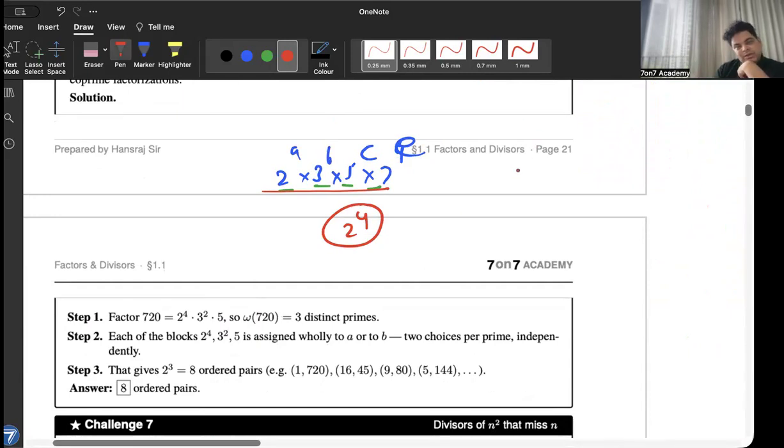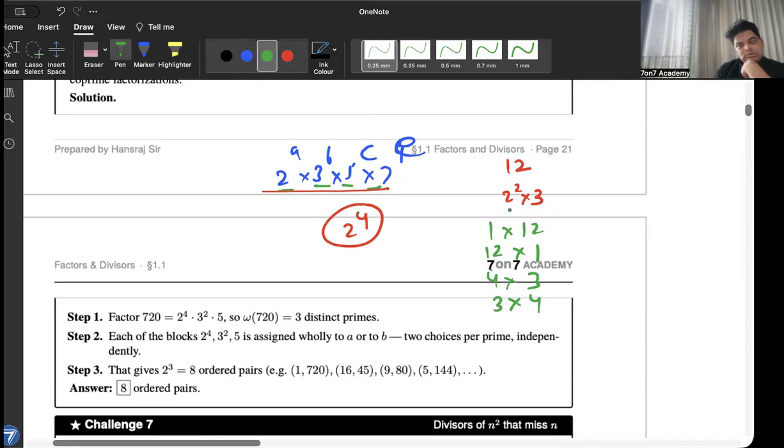Just like, suppose 12. I can write 12 as 2 raised to 2 into 3. Agree? So 2 raised to 2 into 3, how can you split it? Can't you write 1 into 12, 12 into 1? Okay, then you can write 4 into 3, 3 into 4. Agree? Is there any other way around?